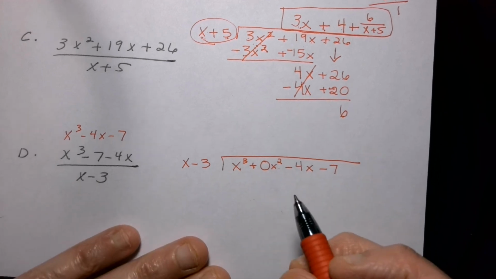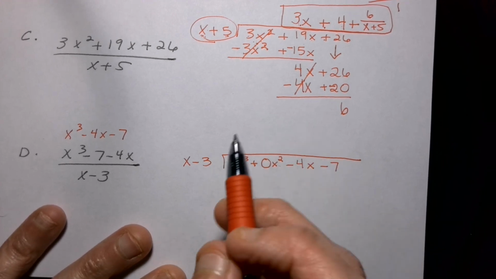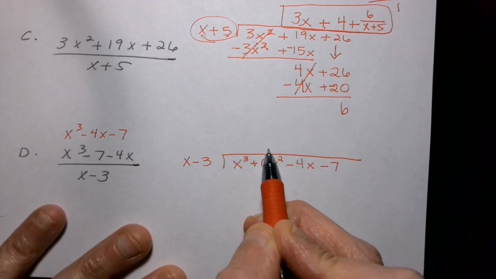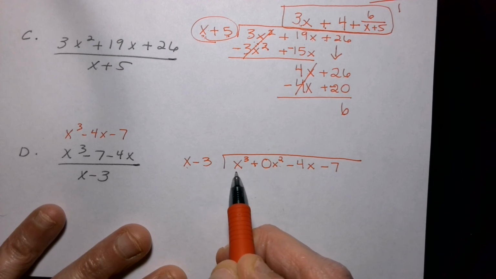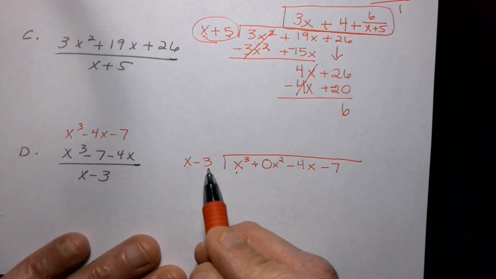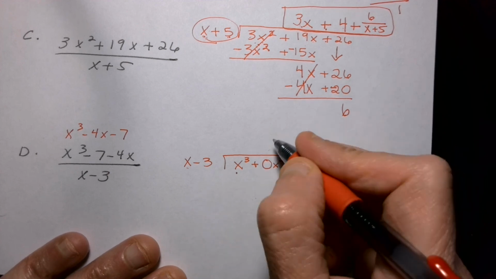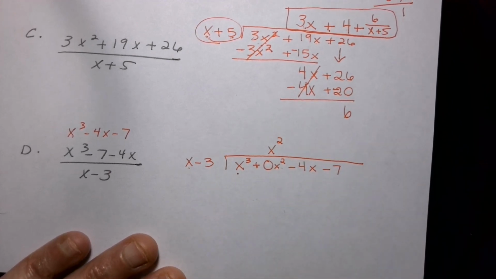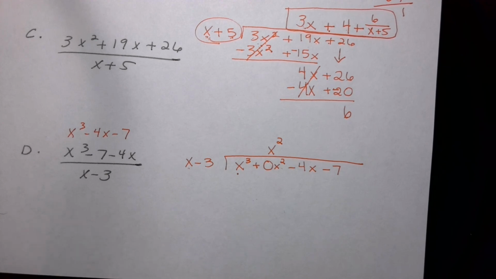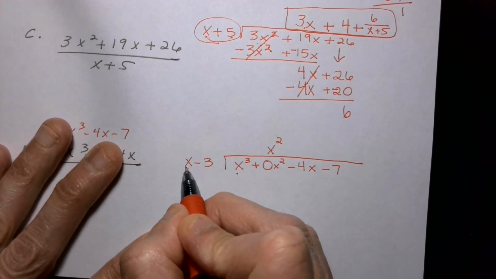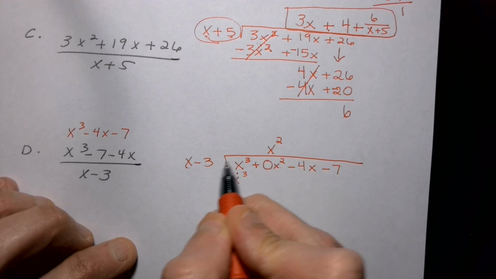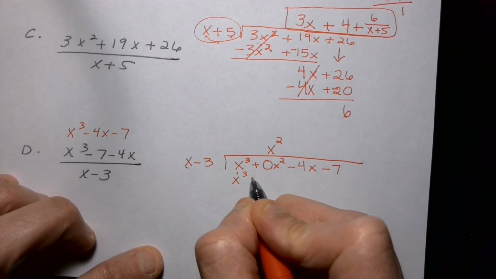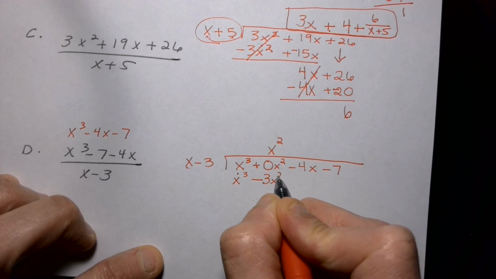All right, here we go. First step. My answer, whatever I get, is going to go above the second one. I know that. And I need to say, what do I multiply this first thing by to get x to the third? And when you multiply, you add powers, remember, so it's going to be an x to the second. Now I multiply. X squared times x, add the exponents, is x to the third. X squared times a negative 3 is negative 3x squared.